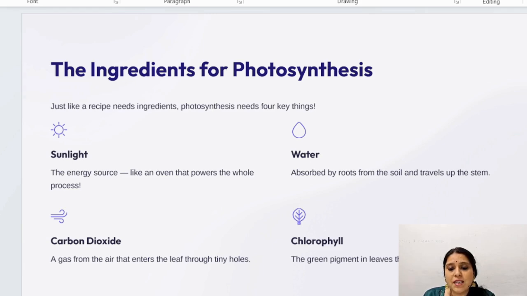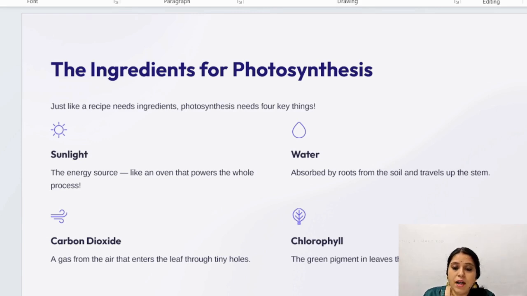Chlorophyll traps sunlight and starts the food making process. Without chlorophyll it is not possible. That's why most leaves are green in color. So next time when you see green leaves, remember it is a superhero. Whenever you see green leaves, remember that there is a pigment present inside the leaves.